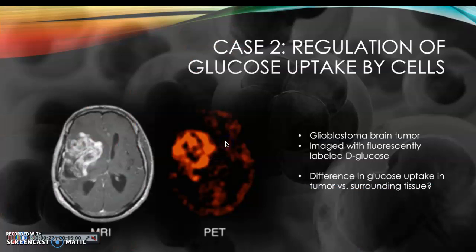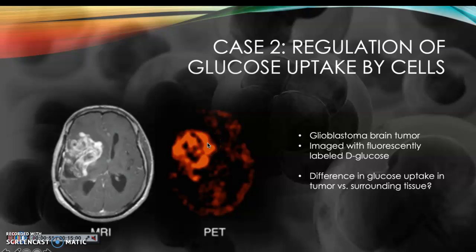Regulation of glucose uptake by cells. A patient presented with a large glioblastoma brain tumor with areas of necrosis inside of that tumor, as seen in the MRI here in white. The patient also received a PET scan using fluorescently labeled D-glucose to assess the extent and metabolism of that tumor, and this can be found here on the right in red.